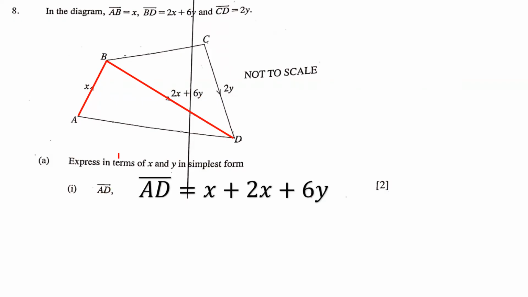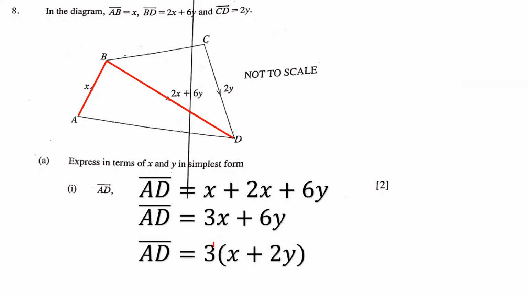So what did we do? Well, we went across this one, so that's x. And then we went across this one, so that's 2x plus 6y. And so let's combine like terms. x plus 2x is 3x. And if we were to factor this out, we pull out the 3. And so we're left with x plus 3, open bracket, x plus 2y.